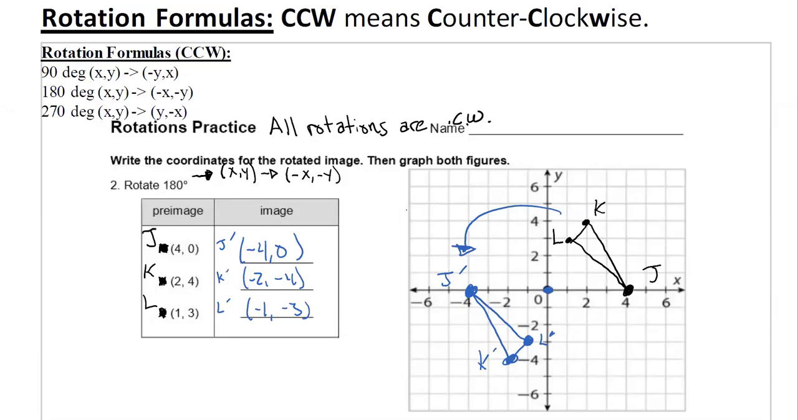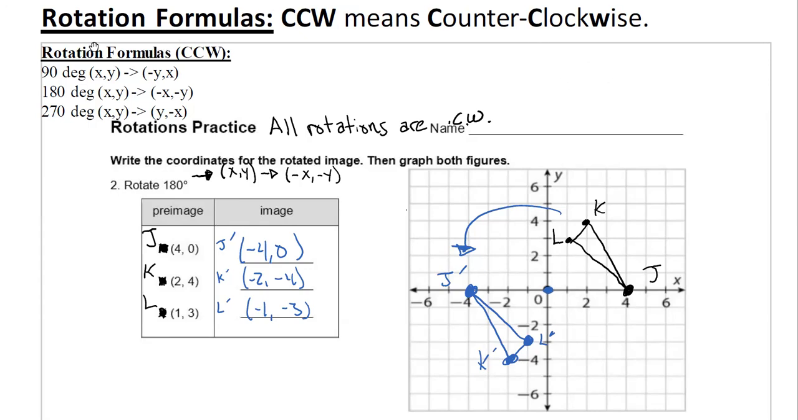All right, guys. Today we're going to be working on rotation formulas. CCW means counterclockwise. Now, if you remember how clocks work, they go in this direction, like this. That's clockwise. You have your 12, 3, 6, and 9. Counterclockwise goes the other way, the counter direction.